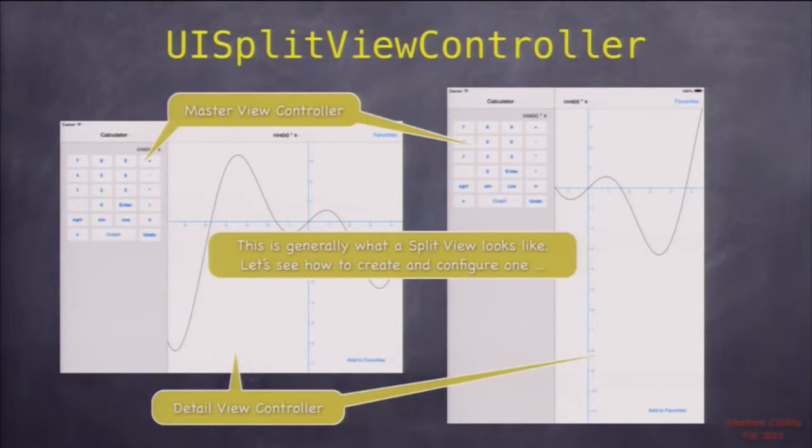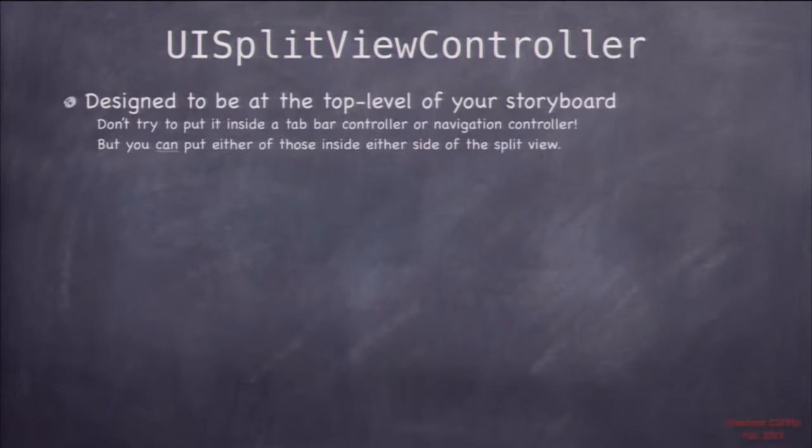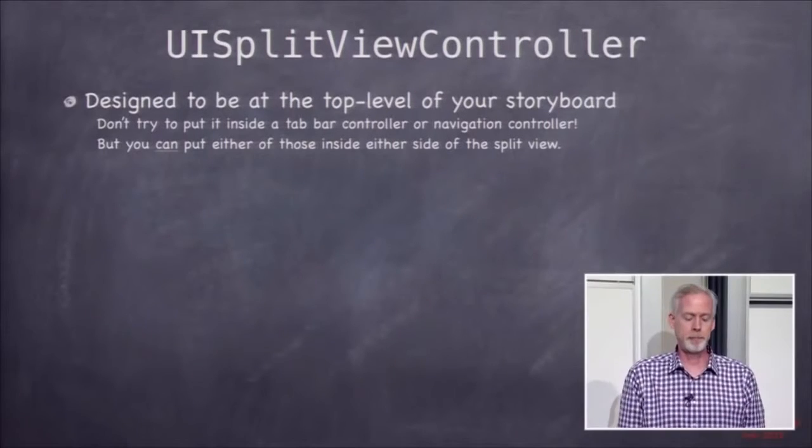Okay, this is a calculator. So it's got two MVCs, kind of a calculator keypad MVC, and then a calculator graph, or graphing MVC that knows how to graph things. Okay, so it's like a graphing calculator. The split view controller is designed to be at the top level, so don't put a split view controller inside a navigation controller or inside a tab bar controller. Just don't do it. Okay, it's not really designed to work that way. You can put those things inside it, in either side, but don't put the split view inside them.